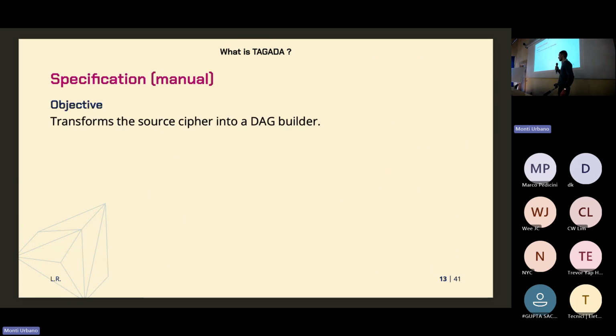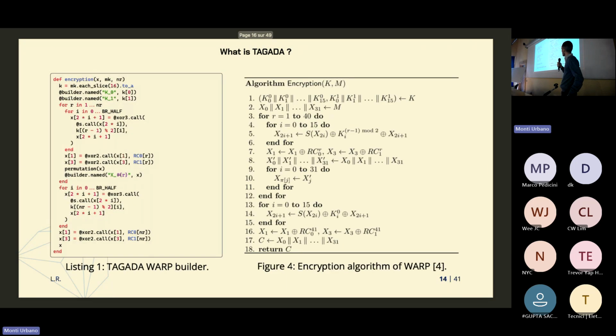Okay, so the first phase, as I already said, was to transform the cipher representation into data that can be read by the solver. This step is done manually.